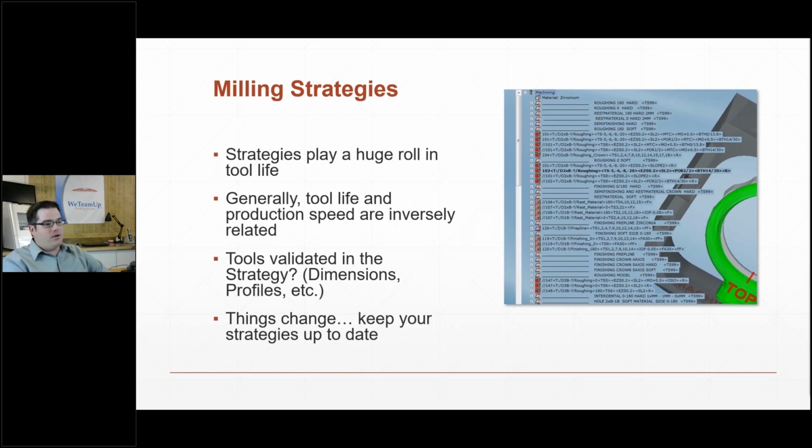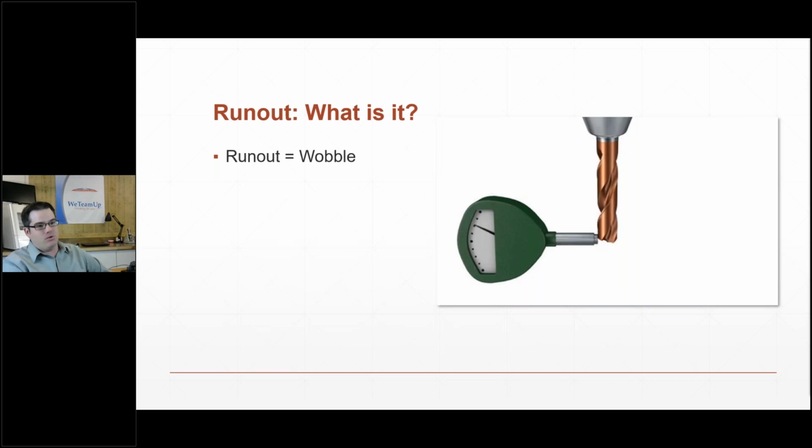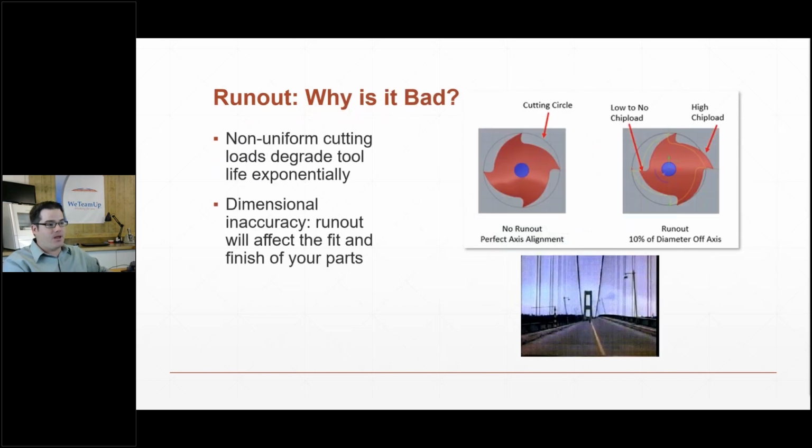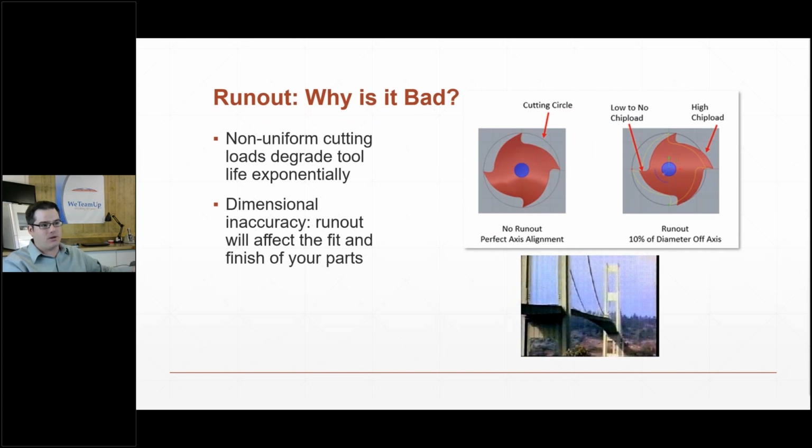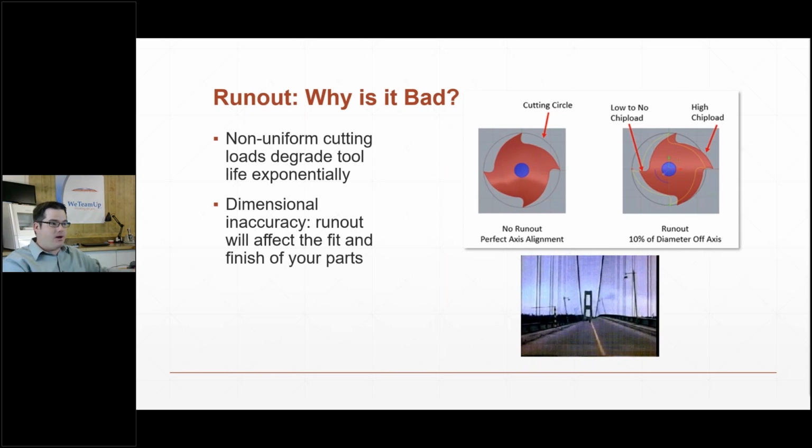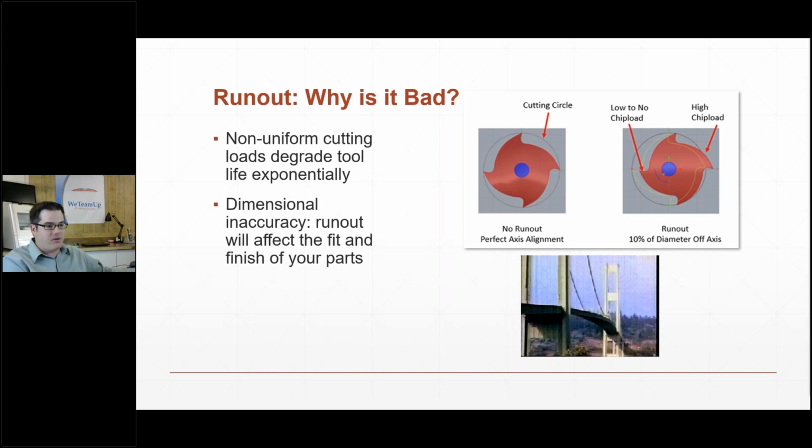So here's another one that we kind of have a little bit of control over in the lab, and that's runout. So if you imagine a tool spinning, that tool must spin in alignment with the spindle's axis. And any deviation from that alignment is called runout. And so if there's any vibration or wobble in the tool, what you get is a differentially loaded cutting dynamic. So one flute is doing more work than the other. And an imbalance in any system is bad.